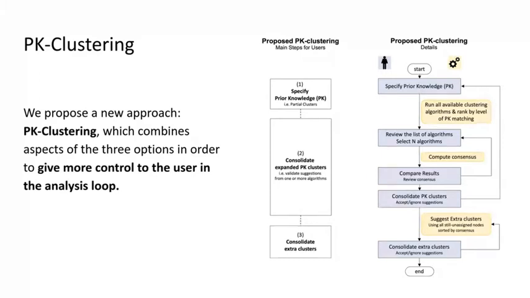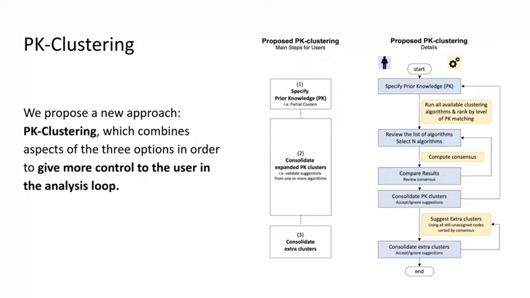So we try to answer several of these questions and problems. And for that, we propose a new approach for doing graph clustering, what we call PK clustering. It tries to combine several aspects of the three objects in order to give more control to the user in the analysis loop. So it can be divided in three main steps.